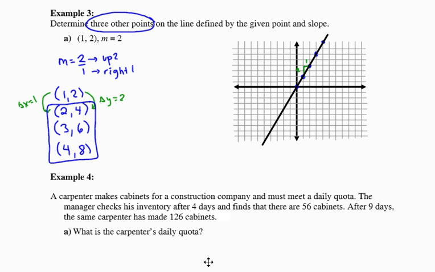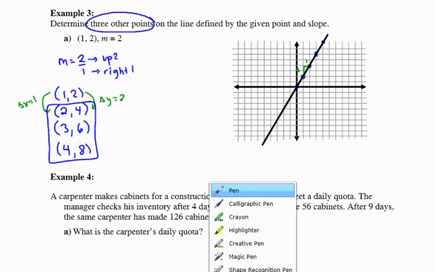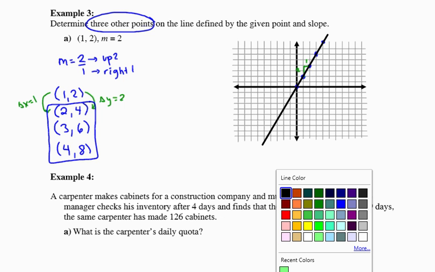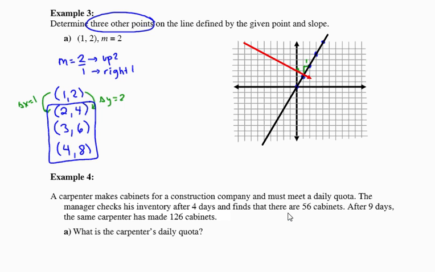Okay. Before we get to the last question, if you're given a graph, say I had a graph, and I'm just going to draw a line really quickly. Make it red. So if I'm given a graph here, and I ask you to find the slope of this line.